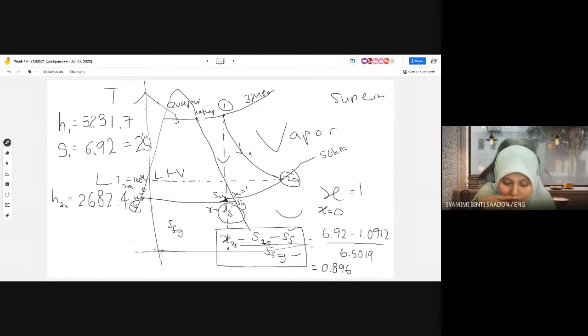You get the SF and SFG. The same line, you have to find the line of the S2S first, and then in the same line beside it, you get the SF and SFG.